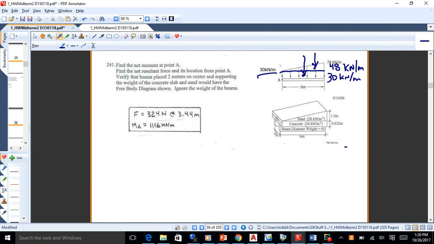So what you would do then would be to replace each one of those shapes with, you find the area under the shape, one for the rectangle, the other for the triangle, and then place the loads at the centroid of the shape.